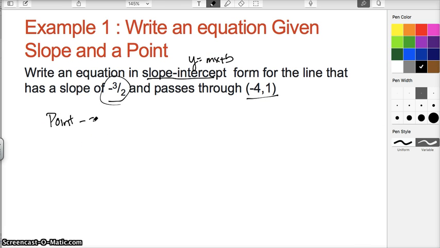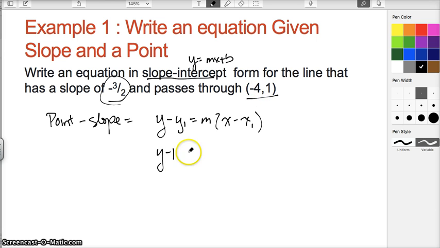So point slope, we remember that point slope is, not slop, but slope. Point slope is y minus y sub 1, the y term in the equation, equals the slope, m, times x minus x sub 1. And now I'm just going to replace. So y minus 1 is equal to negative 3 over 2 times x minus this guy, which is a minus 4. I don't like that, so negative negative makes a plus. So my equation is y minus 1 is equal to negative 3 over 2 times x plus 4.